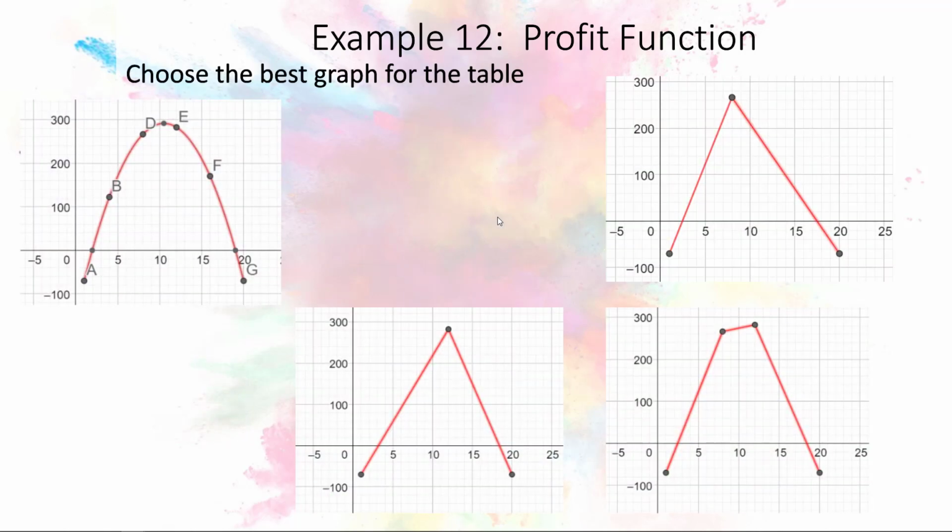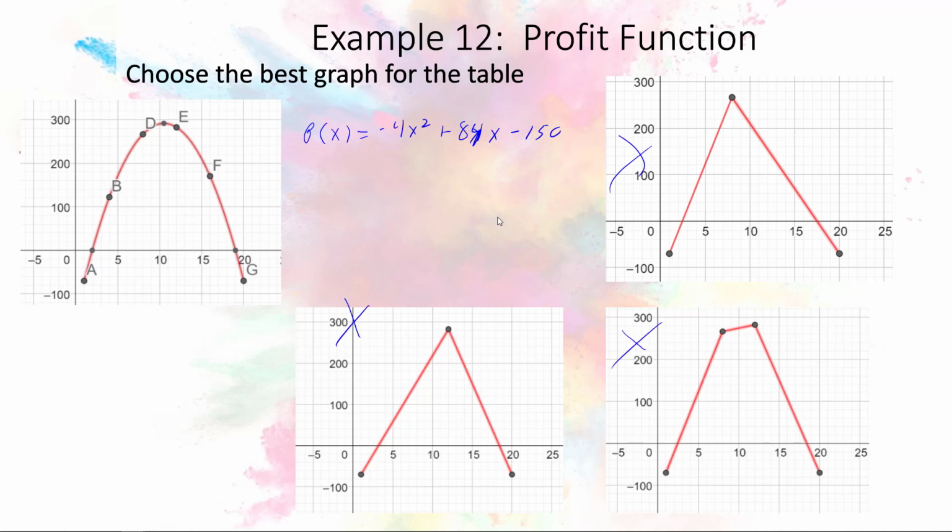Okay, the last part is to choose the best graph for the table. Now remember, our function is p of x is equal to negative 4x squared plus 84x minus 150. This is a parabola that is facing down. Whenever you have something other than linear, then your graph is going to have some sort of shape. It's not going to be a collection of straight lines. So this one is definitely out. These three are definitely out.